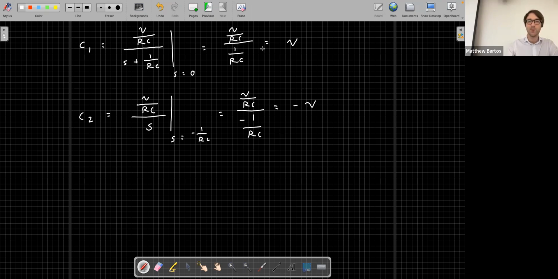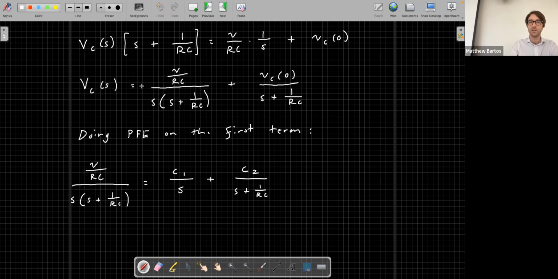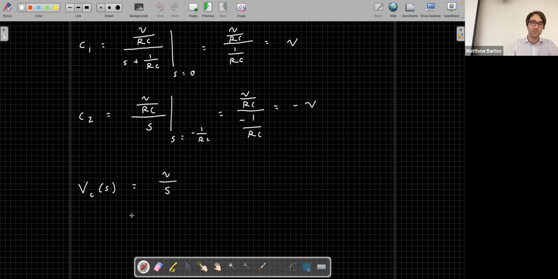Okay, so if we go back and plug in these coefficients C1 and C2, we have that VC of S is equal to V over S. So I'm just going back here and plugging in C1 and C2, and I'm going to add on this third term corresponding to the initial conditions. So we have that VC of S is equal to V over S minus V over S plus 1 over RC, plus our third term corresponding to the initial conditions, VC of 0 divided by S plus 1 over RC.